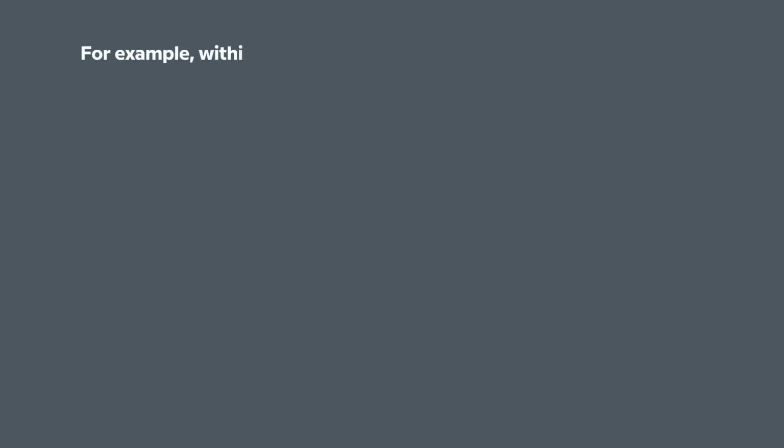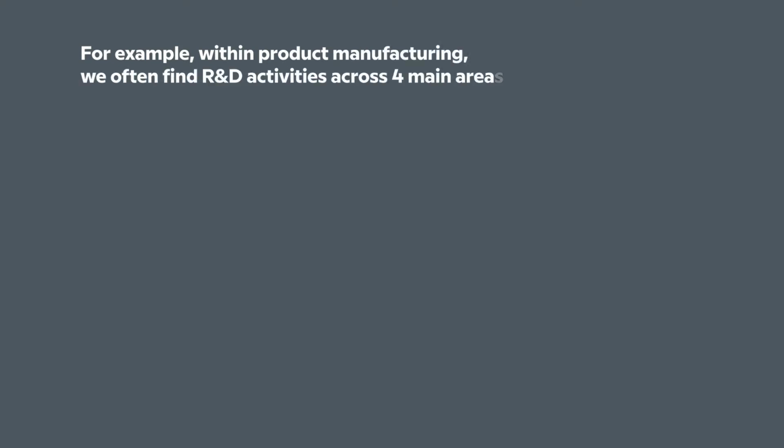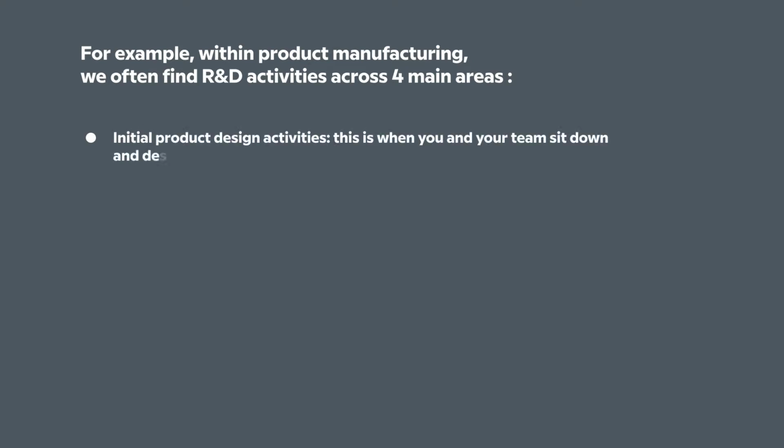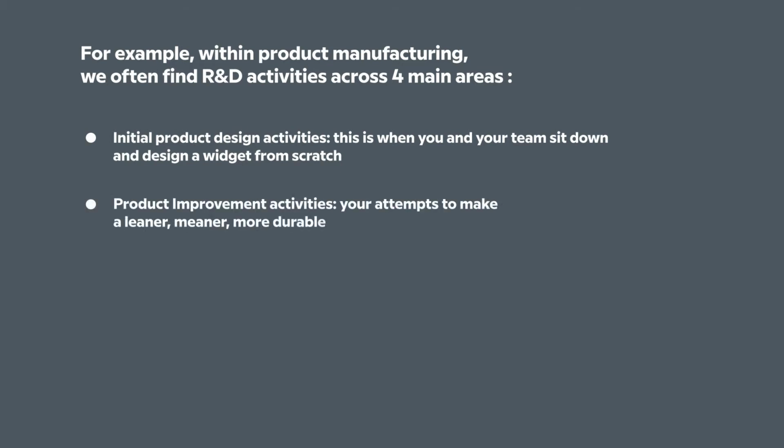For example, within product manufacturing, we often find R&D activities across 4 main areas. The first is the initial product design activities. This is when you and your team sit down with a blank sheet of paper and design a widget from scratch. The second, and often overlooked, is product improvement activities. Your attempts to make a leaner, meaner, more durable version of your product will likely qualify.